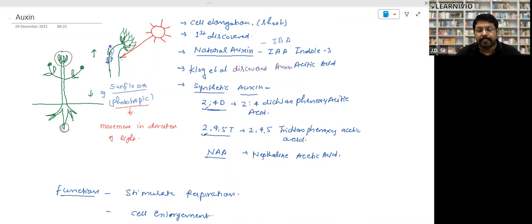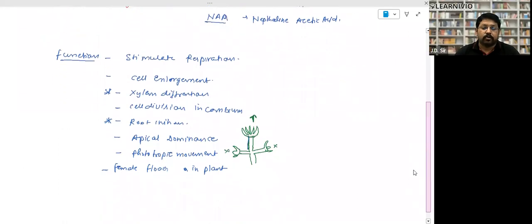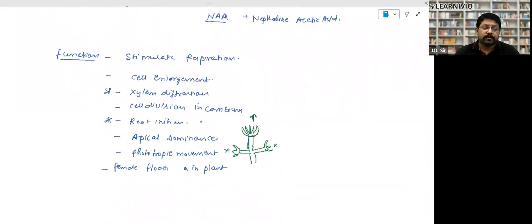Both 2,4-D and 2,4,5-T, and NAA, right? These are the synthetic auxins. 2,4-D stands for 2,4-dichlorophenoxyacetic acid. 2,4,5-T, 2,4,5-trichlorophenoxyacetic acid. NAA, naphthalene acetic acid. Functions: they stimulate respiration, cell enlargement, xylem differentiation, cell division in the cambium, means secondary growth, and root initiation.